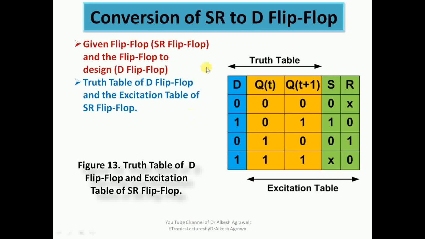Now let us take another example to see how this SR can be converted into D flip-flop. Again, the given flip-flop is SR and we have to design a D flip-flop. So we have to write the truth table of D flip-flop and the excitation table of SR flip-flop. Again, we have first D input and then QT and QT plus 1. We know that in D flip-flop what we give as input, we get the same next state. So when D is 0, next state is 0. When D is 1, the next state is 1. When D is 0, next state is 0. And when D is 1, next state is 1.